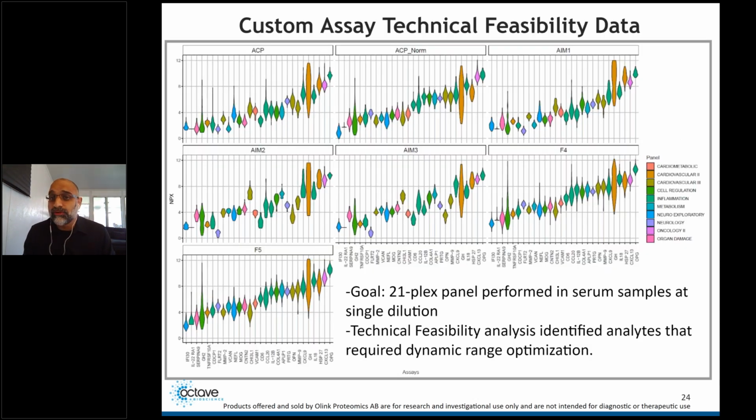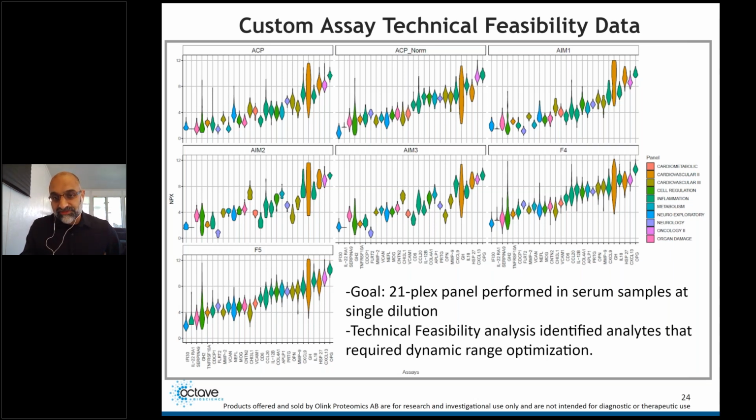So, a little bit on the technical feasibility stage. Our goal was to develop a 21-plex panel that was performed in serum samples at a single dilution. So we wanted to plex this all onto a single assay. And so the technical feasibility analysis was done by looking back at our previous data from the RUO assays. So these are the 92-plex assays that are available off the shelf from Olink to identify analytes that would require dynamic range optimization so that they could all be plexed into a single panel at a single dilution.